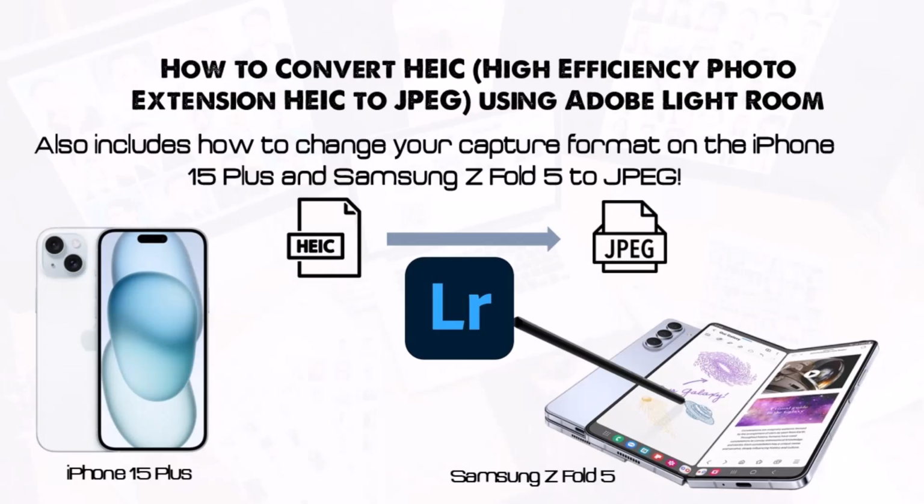Now that we know how to fix the settings on the iPhone 15 Plus and Samsung Z Fold 5, let's solve the problem of converting the high-efficiency photo extension to a JPEG. This can be easily done in a few steps using Adobe Lightroom.